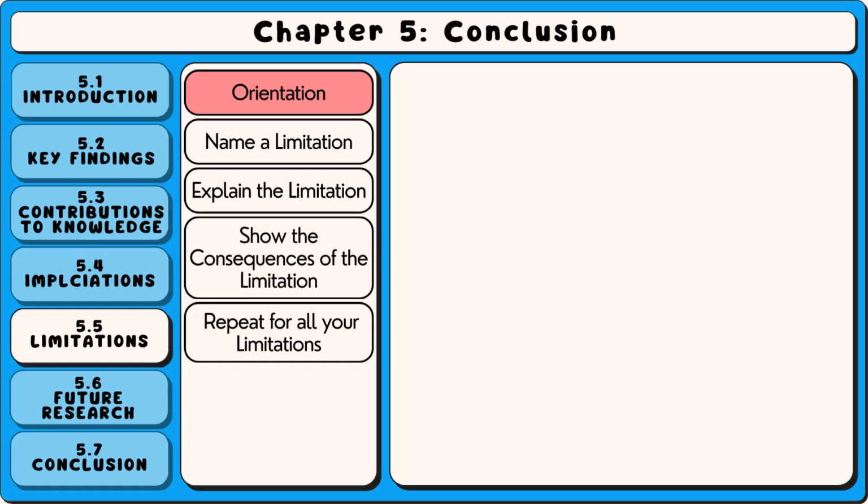Writing up this section has 5 steps. First, orient the readers to the section. Second, name the limitation. Third, explain the limitation. Fourth, show the consequences of the limitation. And then fifth, repeat these steps for all the limitations that you have identified.